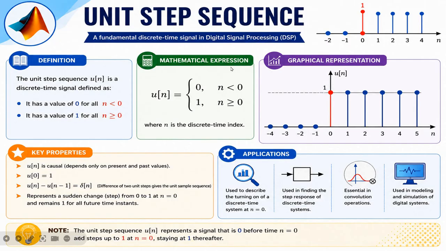So here is the mathematical expression: u of n is equal to 0 for n less than 0, that is for all the negative values, and for all the positive values including 0 it is 1. That is, for n greater than or equal to 0 it is 1, where n is the discrete time index.